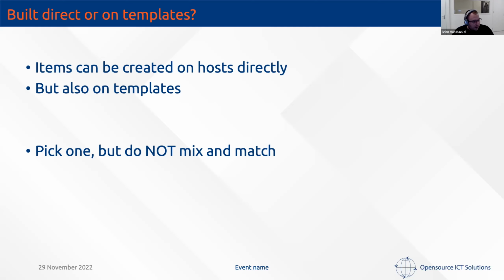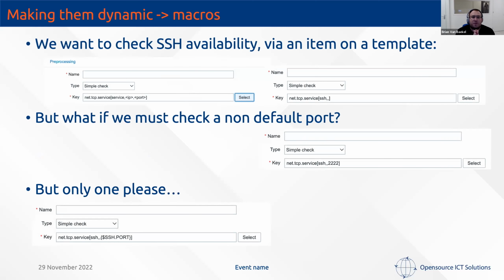Now, if we create items on templates, it's just a normal configuration. So let's say that we create an item to monitor SSH availability. We go into the template, we create a new item and select a type. In this case, it will be a simple check. And then we go for the key net.tcp.service.